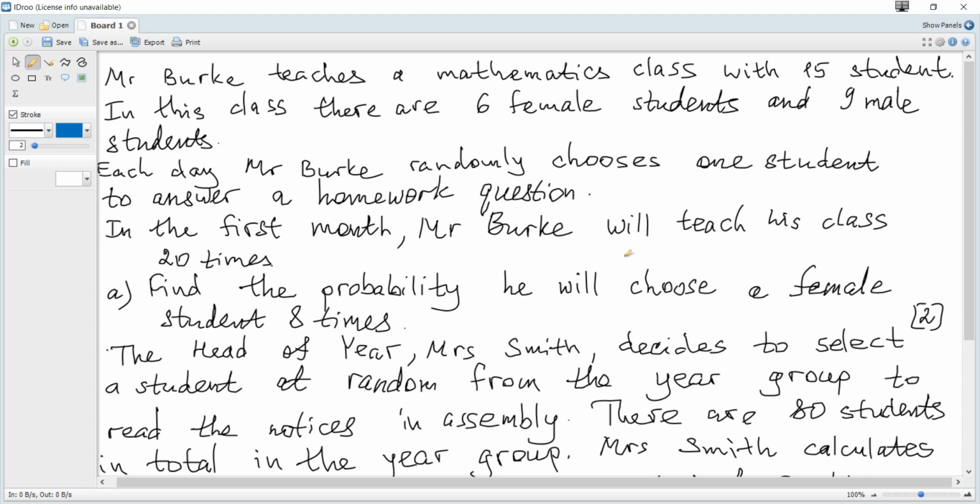Mr. Berg teaches a mathematics class with 15 students. In this class there are 6 female students and 9 male students. Each day, Mr. Berg randomly chooses one student to answer a homework question. In the first month, Mr. Berg will teach his class 20 times. A. Find the probability he will choose a female student 8 times.